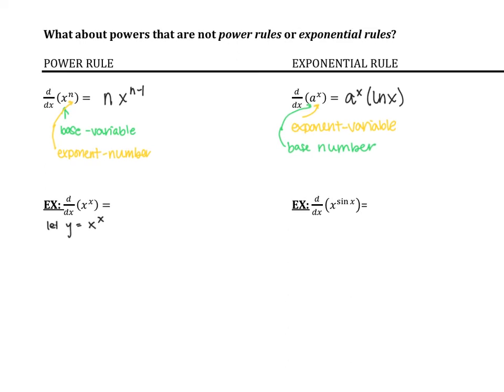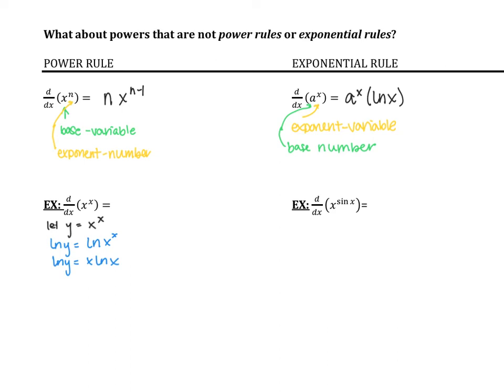So we get the natural log of y equals the natural log of x to the x. Now the reason I would do that is because then I can bring the exponent down in front. So I get the natural log of y equals x times the natural log of x.